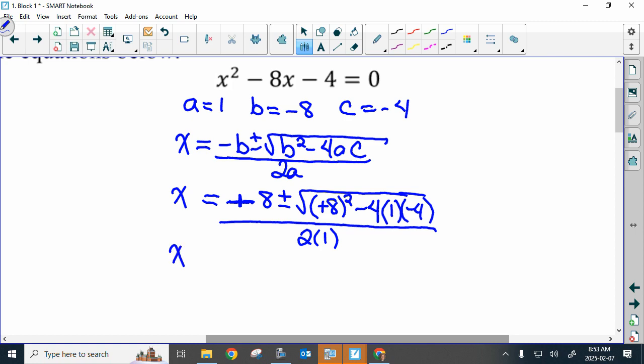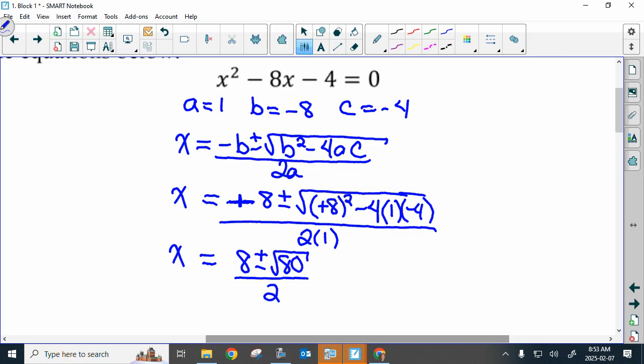So figure out your radicand first. So I've got 8 plus minus the stuff underneath the radical, we need a single value there. What's 8 squared minus 4 times 1 times negative 4? Your calculator does the order of operations for you. Did you guys get 80? Yeah.